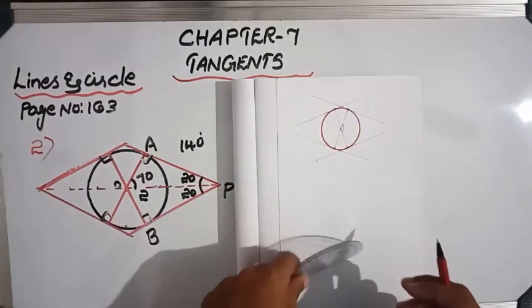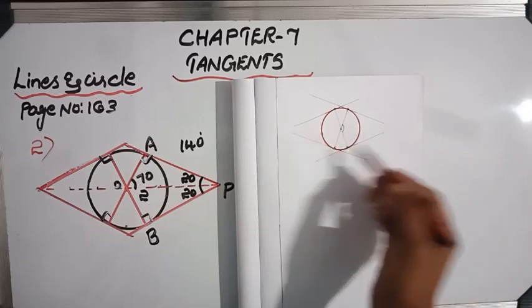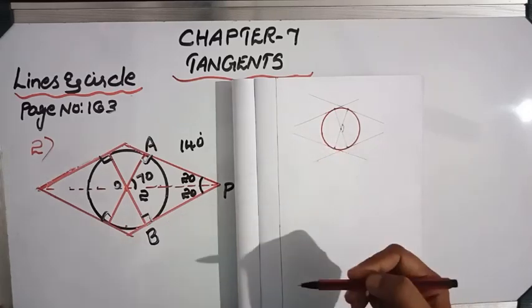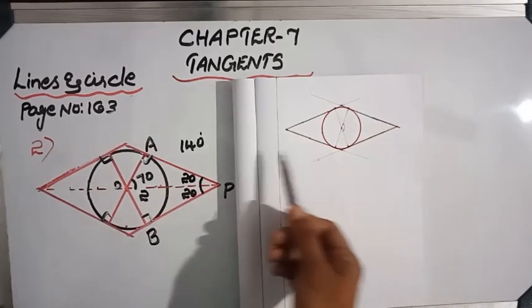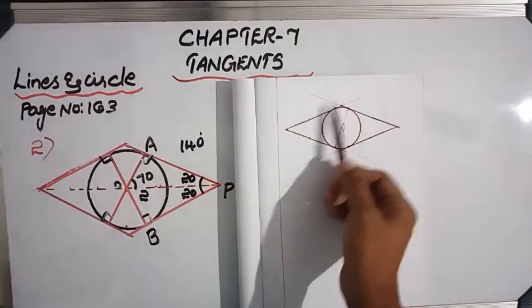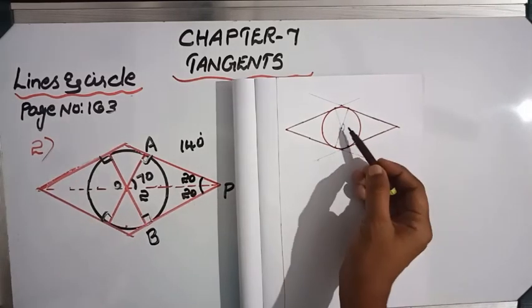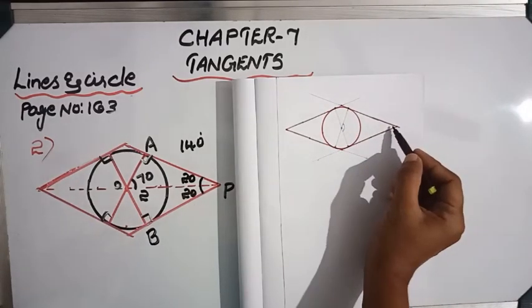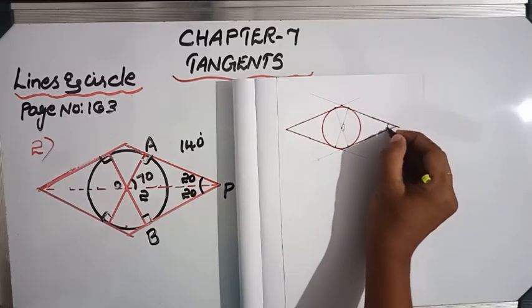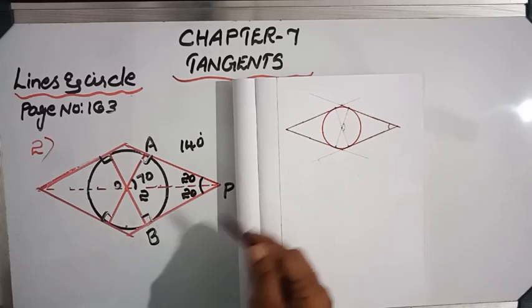Okay. After this, use a scale and extend the tangents so that all the corners are joined. Using the scale, you can join like this. Now you can see all these points are joined. So this is the rhombus inside this figure. This is 140 degrees and the total will be 40 degrees here, 140 degrees here, here also 40 degrees.